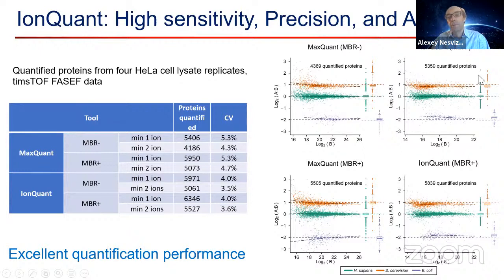And as you see, MaxQuant on top, IonQuant on the bottom, with and without match between runs. So here is with match between runs. Again, we quantify in this data more proteins than MaxQuant, but importantly, we see visibly a lot fewer outliers compared to MaxQuant in this comparison.